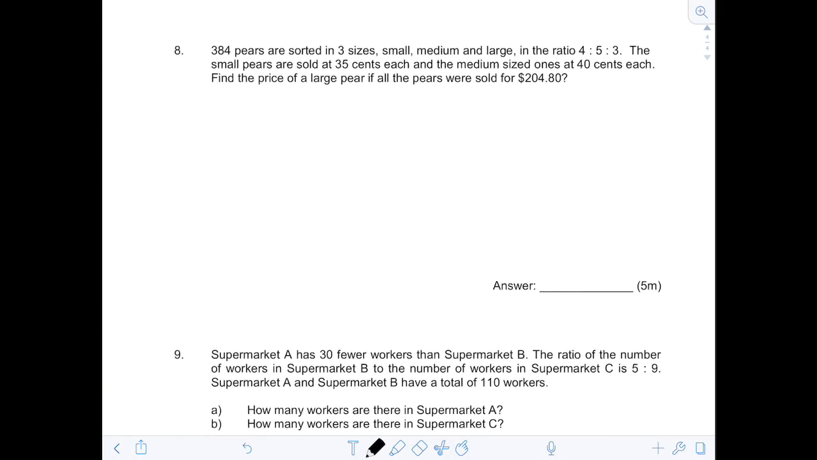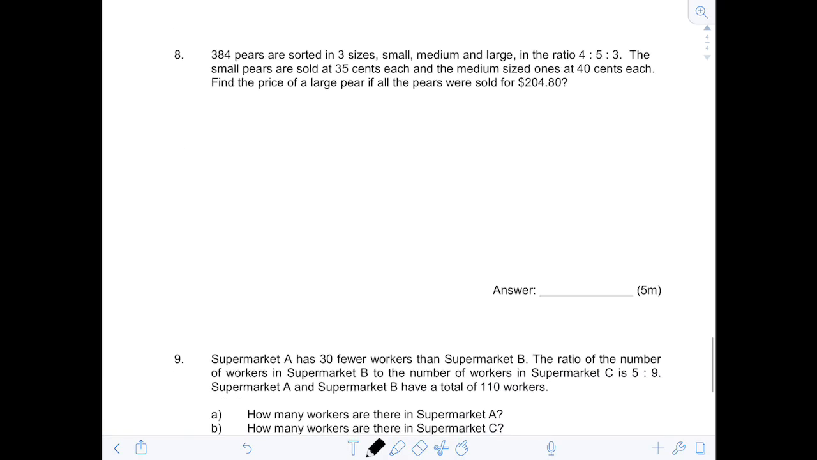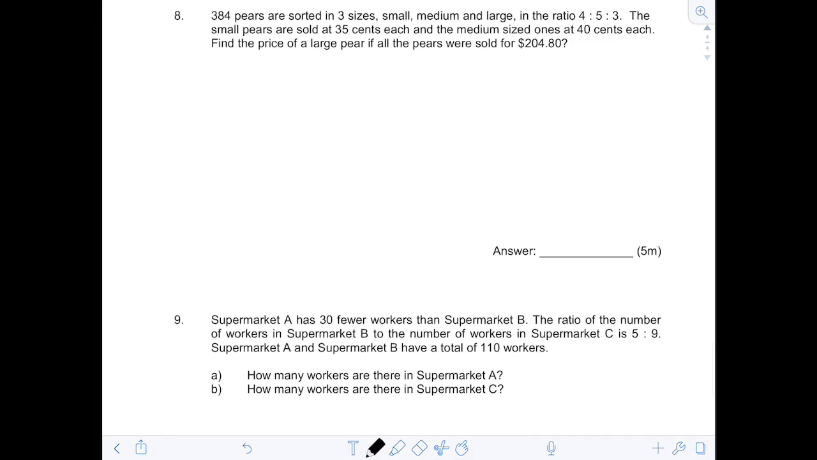Now let's move on to question 8. 384 pairs were sorted in 3 sizes, small, medium, large, in the ratio 4:5:3. The small pairs are sold at 35 cents each and the medium-sized ones at 40 cents each. Find the price of a large pair if all the pairs were sold for $204.80. Okay, so first you have small, medium, and large. Let's draw that again.